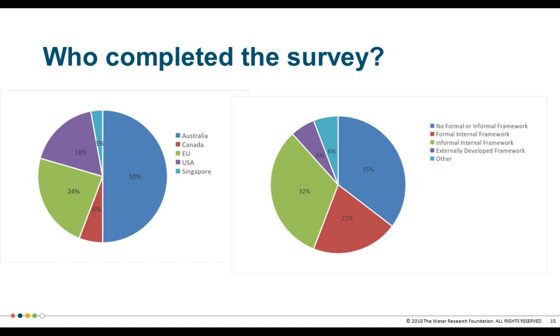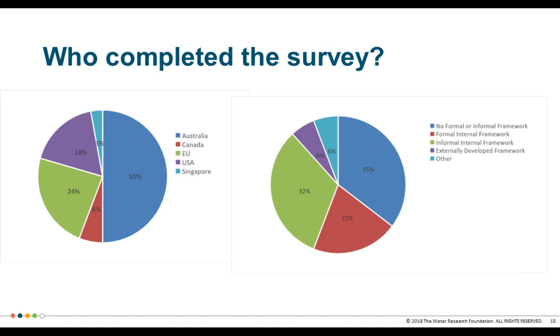The second pie chart, the one on the right, is more insightful. It tells us about what sorts of frameworks for decision making different organisations were using or were familiar with. As you can see, the big dark blue slice of the pie there says that the organisations were not using any sort of framework, formal or informal.